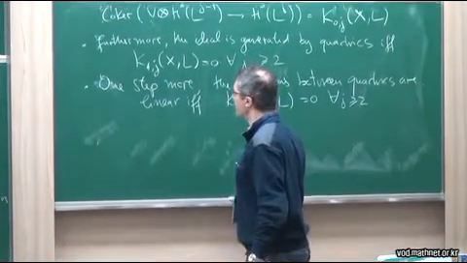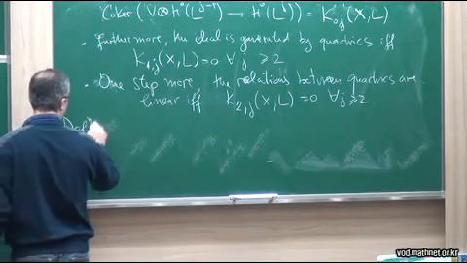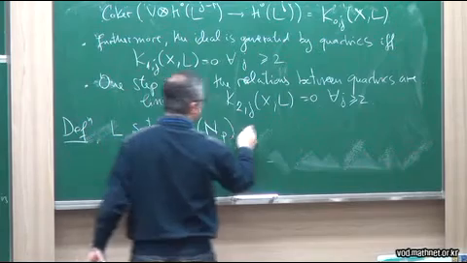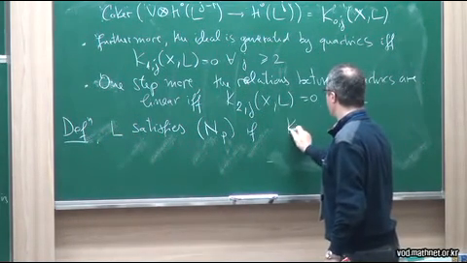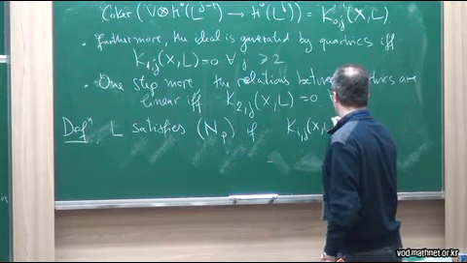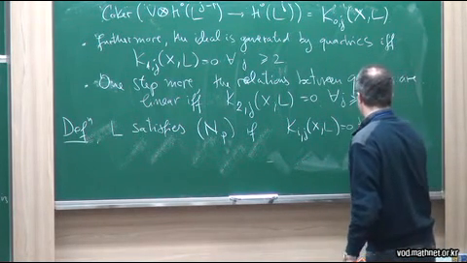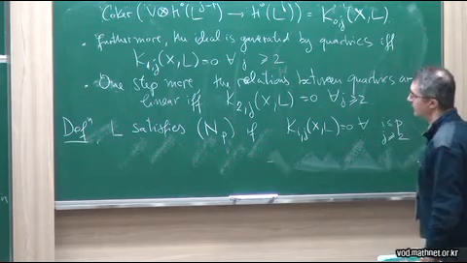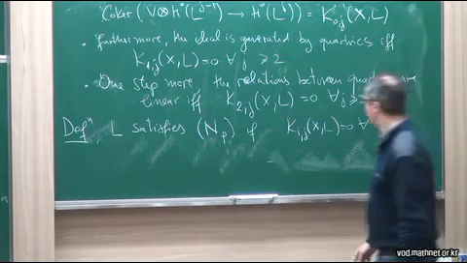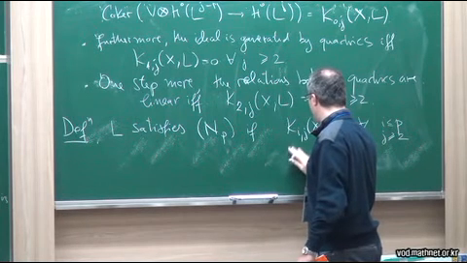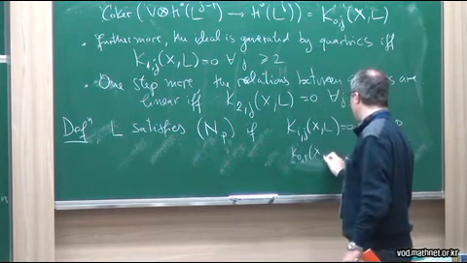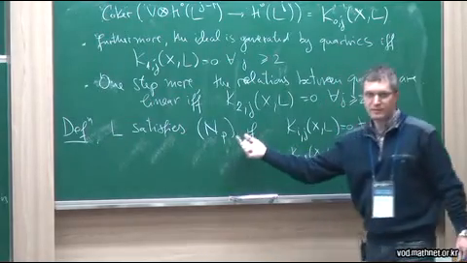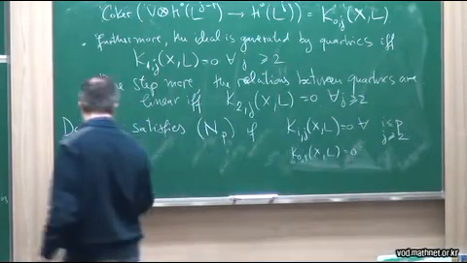So that inspired Mark Green to give the following definition. We say that L satisfies property N_p if K_{i,j} of X, L is 0 for any i lower than or equal to p, j bigger than or equal to 2, and we should also add K_{0,1}, that is, K_{0,1} of X, L is 0. So property N_0 means precisely projectively normal.